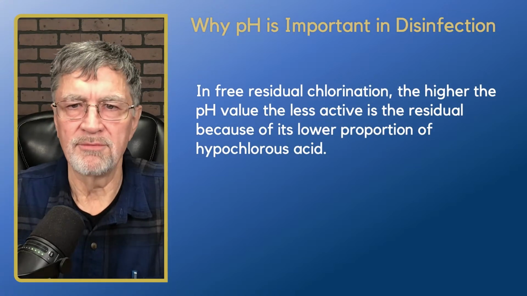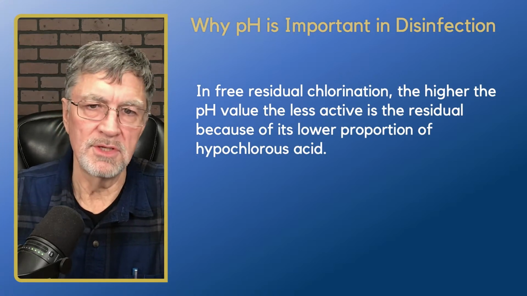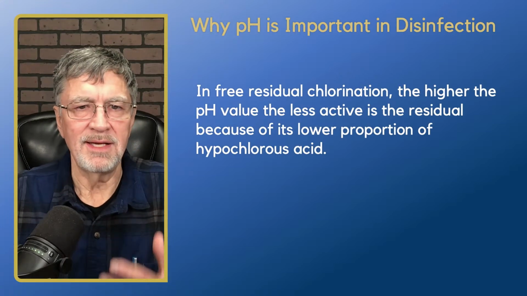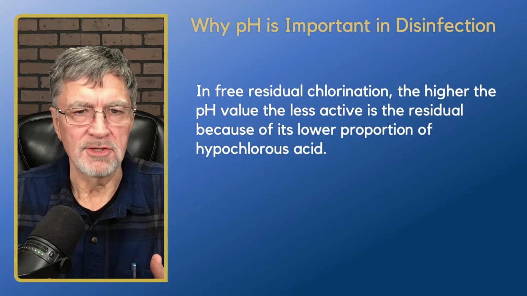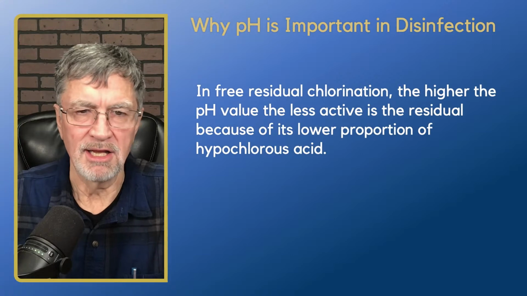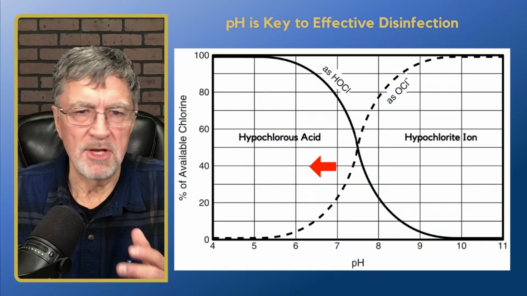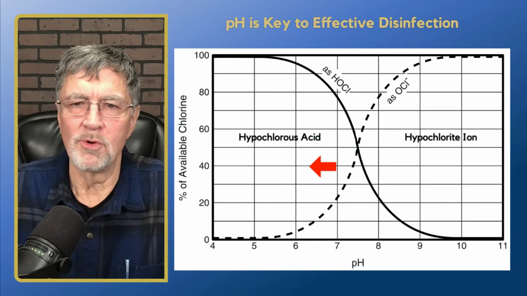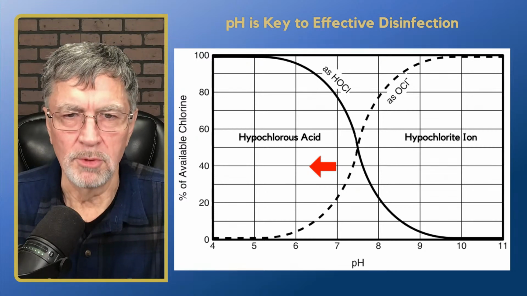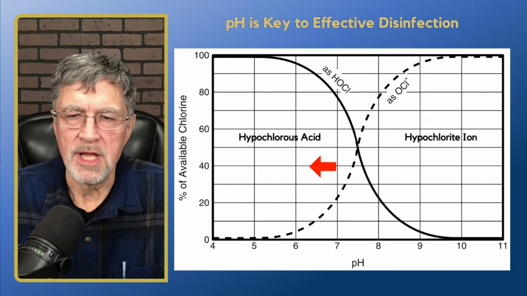And also in free residual chlorination, the higher the pH value, the less active is the residual, because of the lower proportion of hypochlorous acid. So the key to effective disinfection is the proportion of hypochlorous acid you're producing and maintaining in that well during the disinfection period. This is basically what that looks like in chart form. You can see on our vertical axis we have percent of available chlorine, and on our horizontal axis, we have pH.